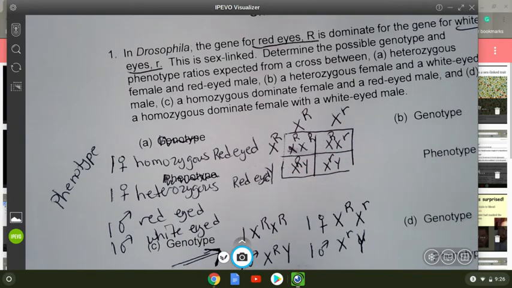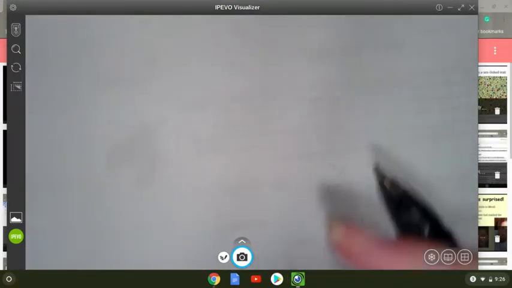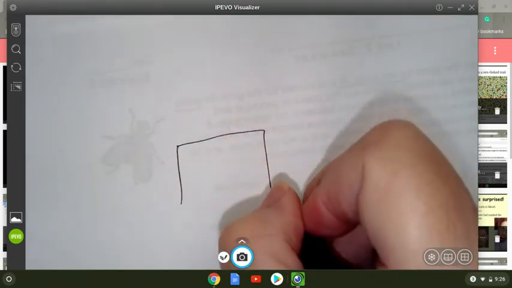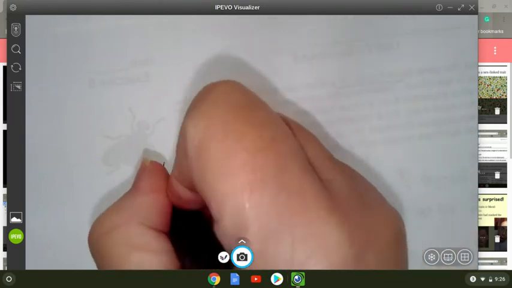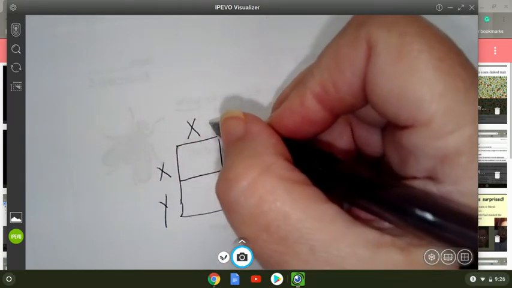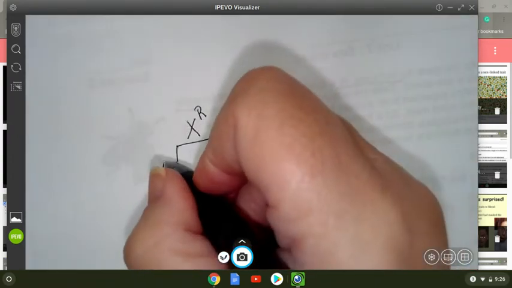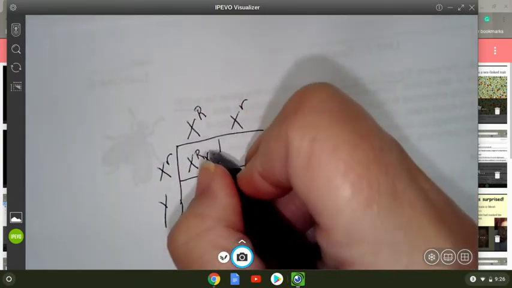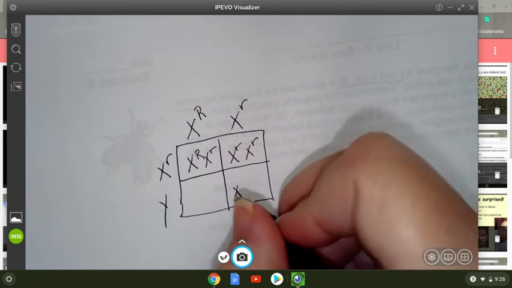Actually, we're going to flip it over and do it on the back. We're going to do our second cross. Our second cross says that we have a heterozygous female and a white-eyed male. So we're going to do our Punnett square. We're going to have a male and a female because we have a mom and a dad. Our female is heterozygous, which means she has one of each. And our male is white-eyed, so it means he has a little r. Then we have our crosses, bringing the letters across and down.